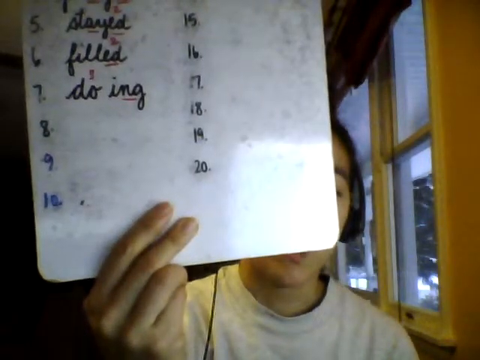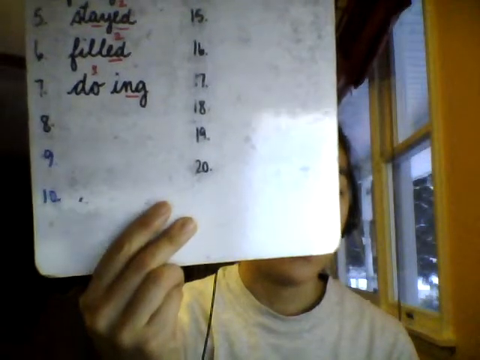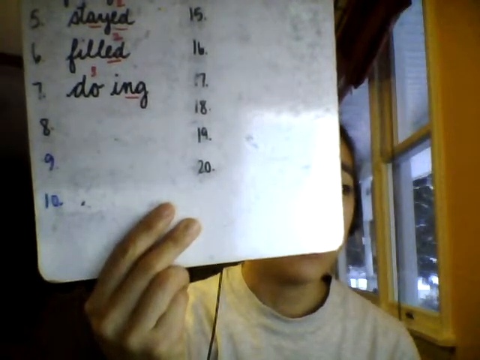Ing is its own syllable. So this will be a two-syllable word. Spell doing out loud. D-O-I-N-G, doing. The oo sound is being made by O's third sound.